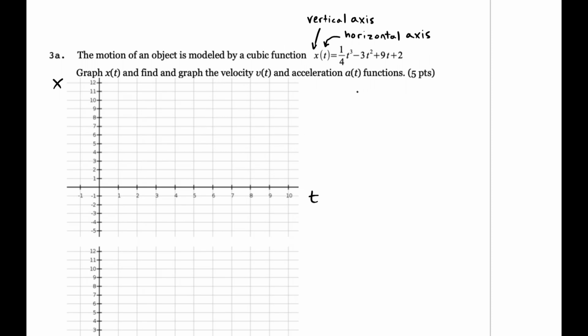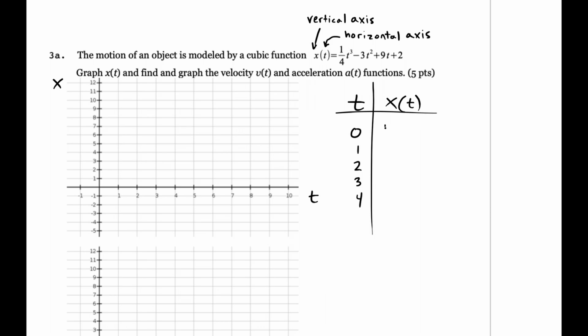Now, in order to graph the original function, we could just use the technique of making a table where we arbitrarily pick some times t and then calculate the positions for those times. Now, we can pick any times that we want. You might try something like 0, 1, 2, 3, 4. Let's see how those turn out.